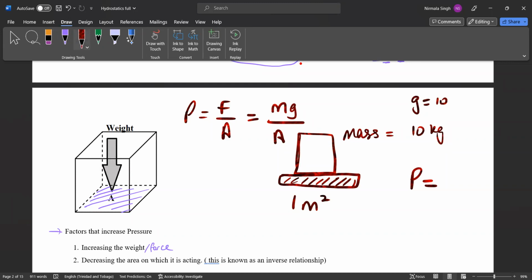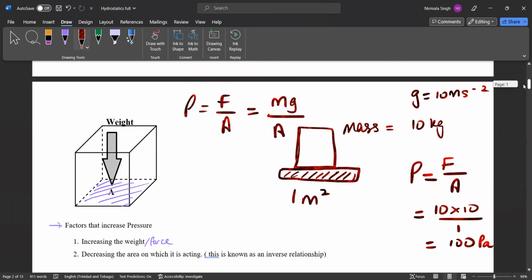Right. So I know G is 10. I know the mass of my object is 10 kilograms also. Put in our units. I know my area is 1. I want to work out the force on this area that is 1 meter square. So that is going to be, force here is mass by gravity, 10 by 10 over 1, and that's going to give me 100. Everybody okay with that? Yes. So that's the first example.